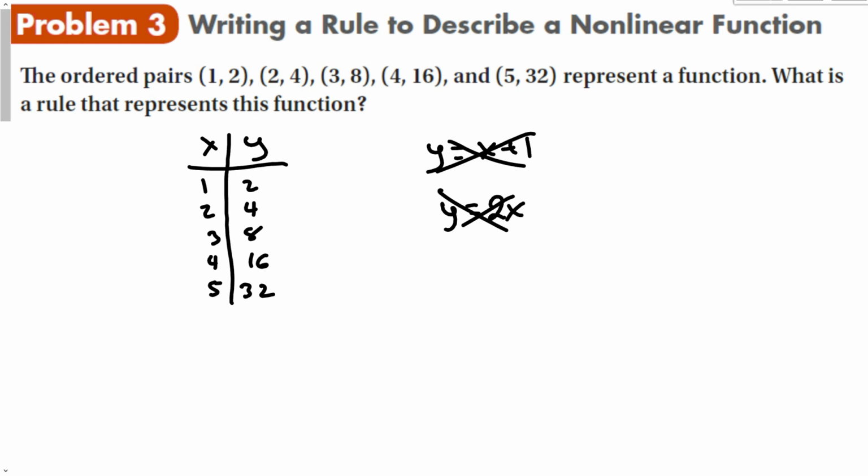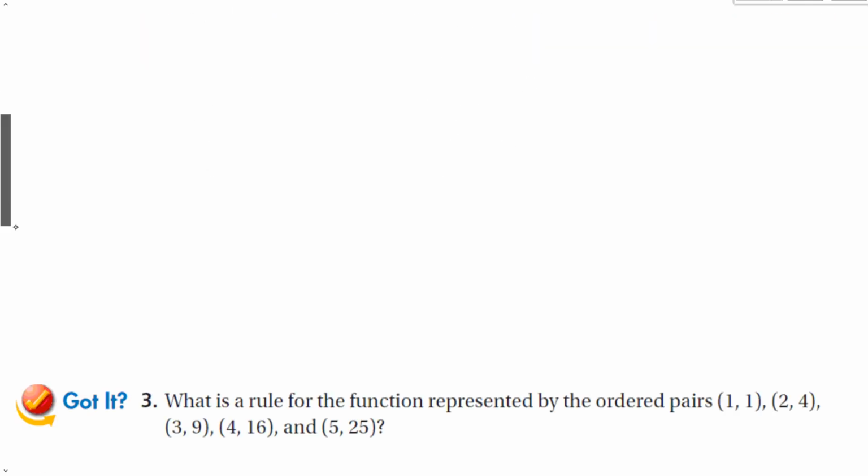It's just realizing that each successive y value is the previous one multiplied by two. So two times two is four. Four times two is eight. Eight times two is 16. 16 times two is 32. So the way you continue to multiply two by itself is to give it an exponent. This equation, let's check, does it work? 2 to the first is 2, 2 squared is 4, 2 to the third is 8, 2 to the fourth is 16, and 2 to the fifth is 32.